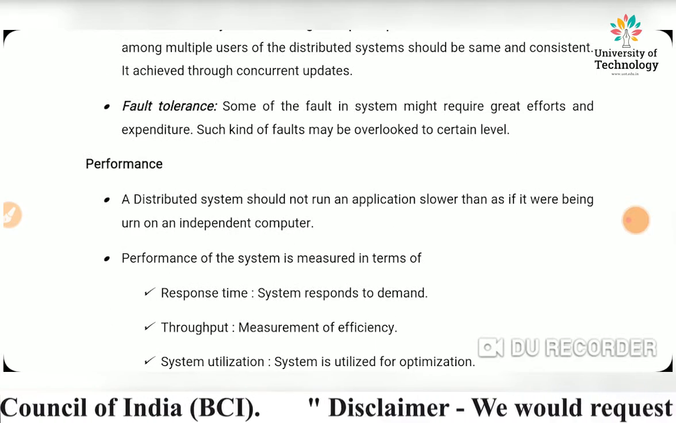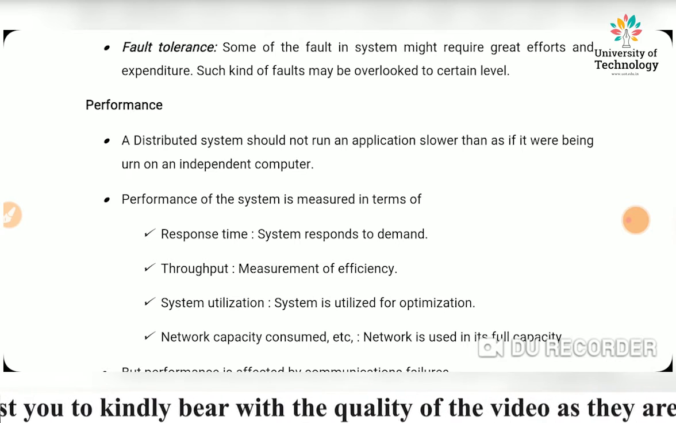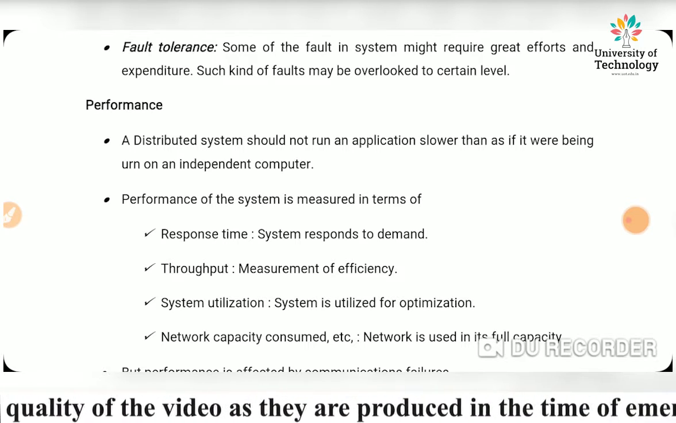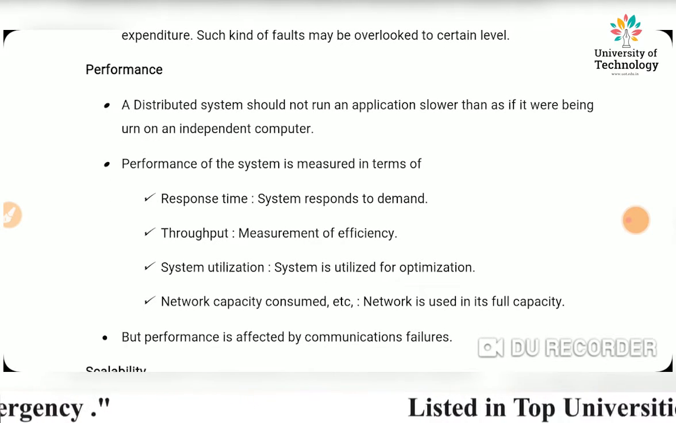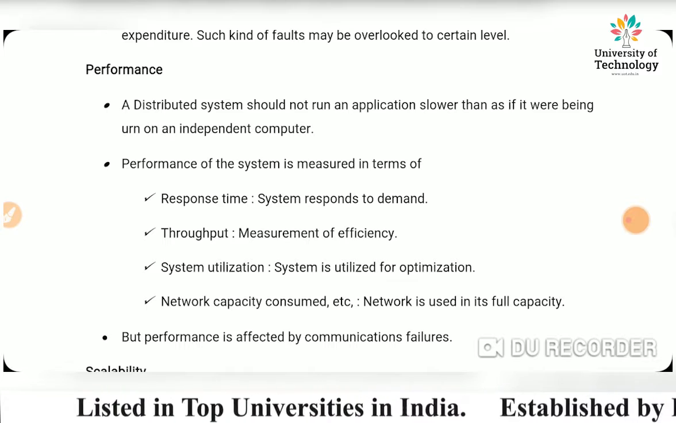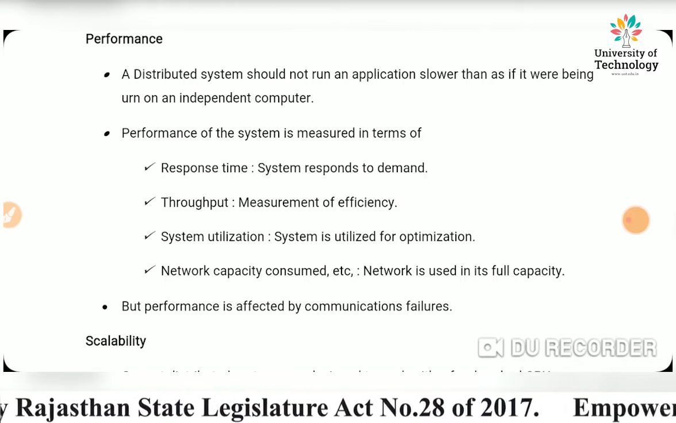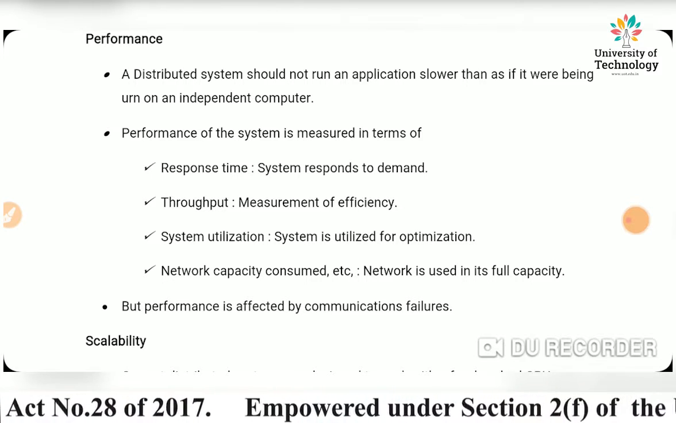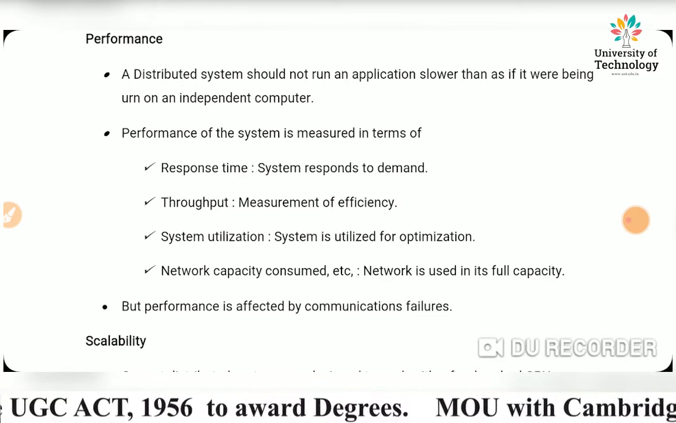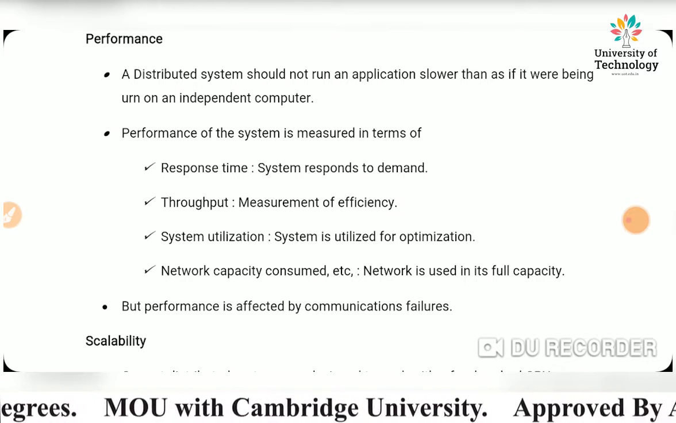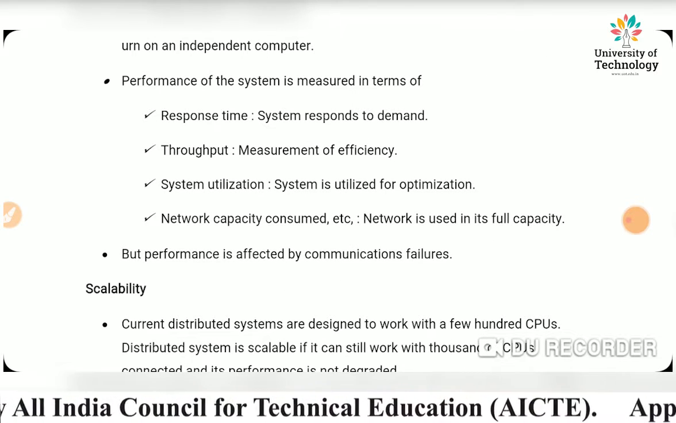Next, let's go to performance. Our distributed system should not run an application slower than if it were being run on an independent computer. The performance of the system is measured in terms of first, response time; second, throughput; third, system utilization; and fourth, network capacity consumed, etc. Response time is how the system responds to demand; throughput is a measurement of efficiency; system utilization is how the system is utilized for optimization; network capacity consumed means the network is used at its full capacity. But performance is affected by communication failures.